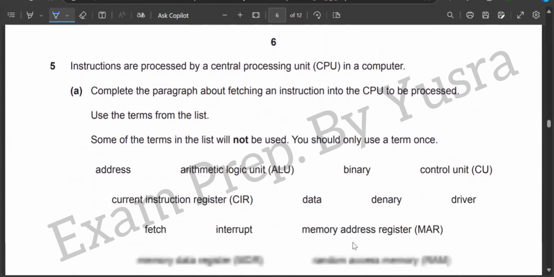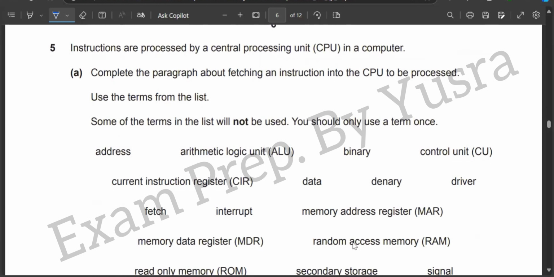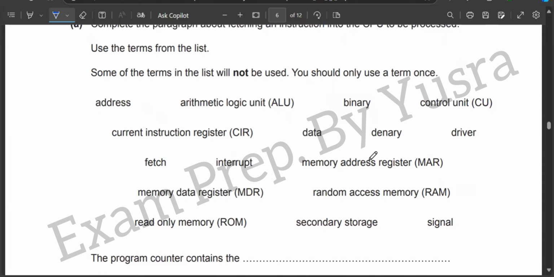The next question says, instructions are processed by a central processing unit, CPU, in a computer. Complete the paragraph about fetching an instruction into the CPU to be processed and use the terms from the list. Some of the terms in the list will not be used. You should only use a term once.